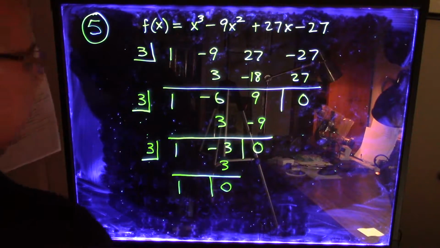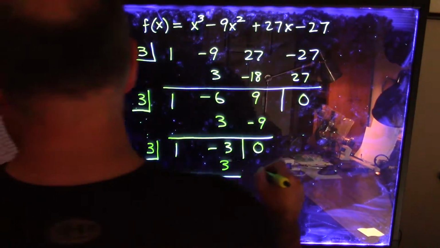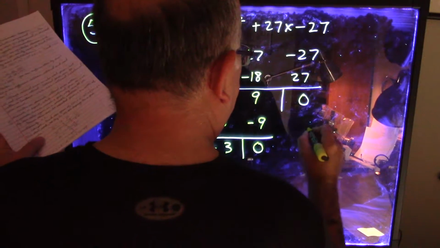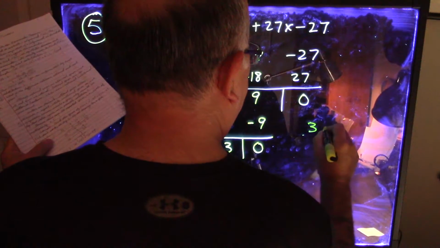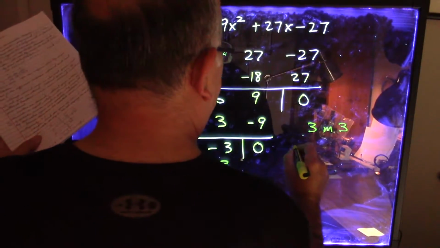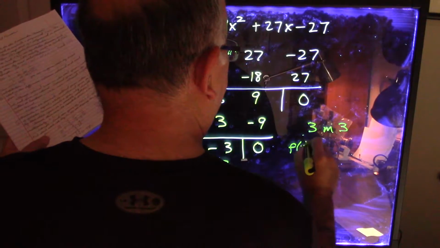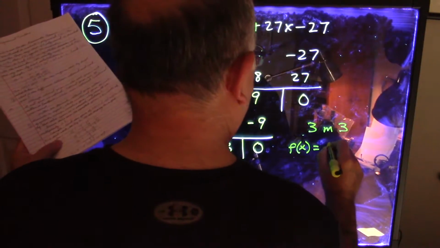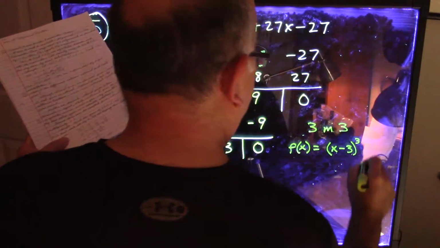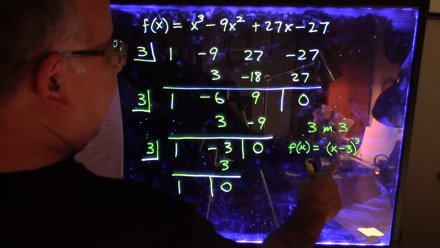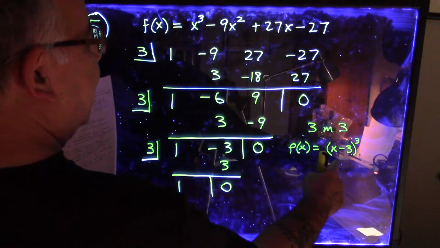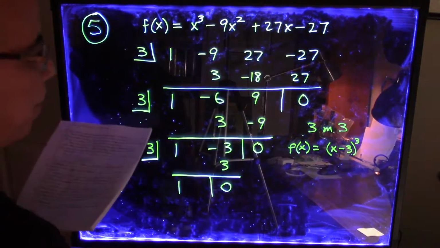So that's as far as we go on this. And f of x, well, the root is 3 with multiplicity 3. That means f of x can be written like this in factored form: x minus 3 to the third power. And if you multiply that out, if you cube it, you'll get that back again.